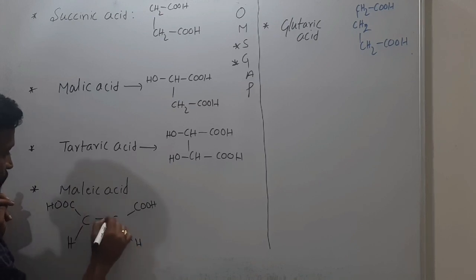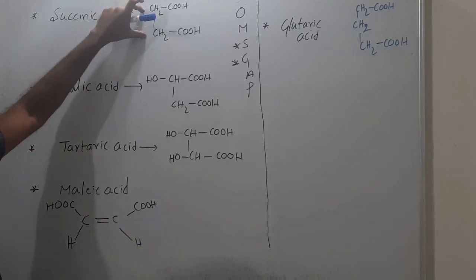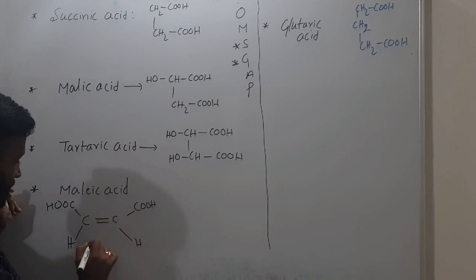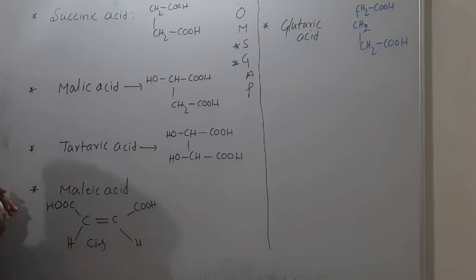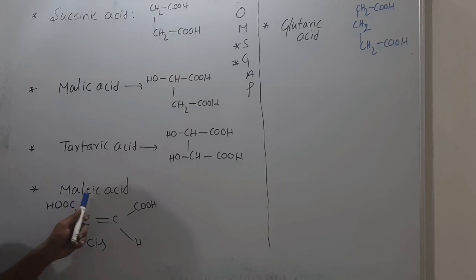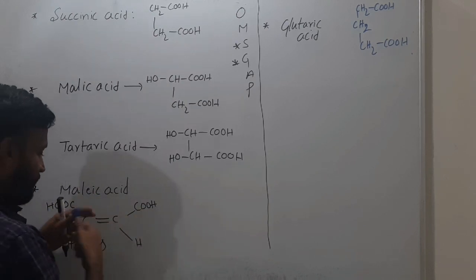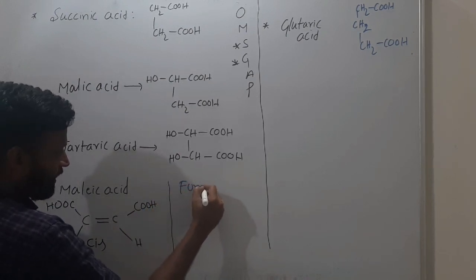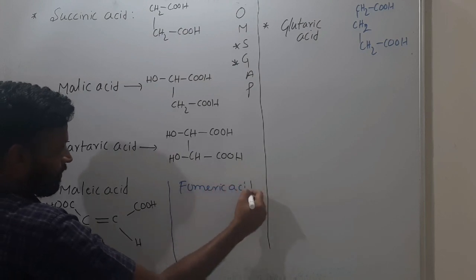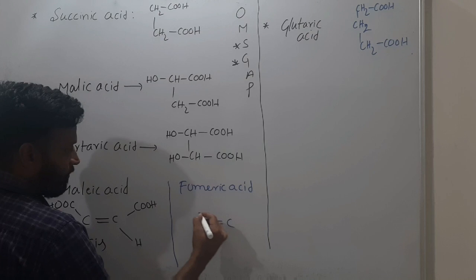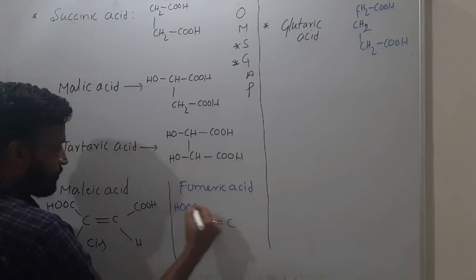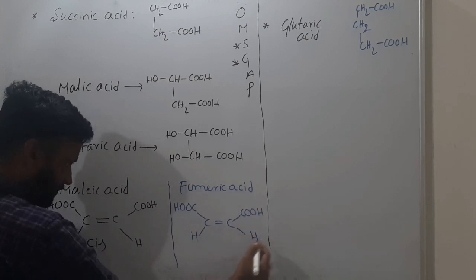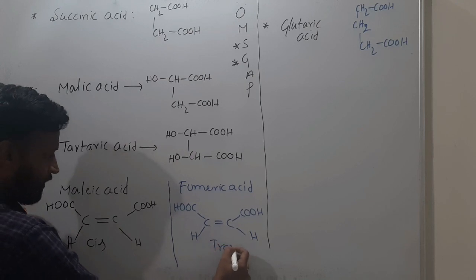And this is what form? Cis form. What did you understand? Succinic acid, remove two hydrogens, you have a double bond here. So COOH and COOH on the same side, and this is called cis. So the cis form of this acid is called maleic acid, and in this itself you have one more, that is fumaric acid, the trans form. That is C double bond C and COOH and COOH and H and H. This is called the trans form.